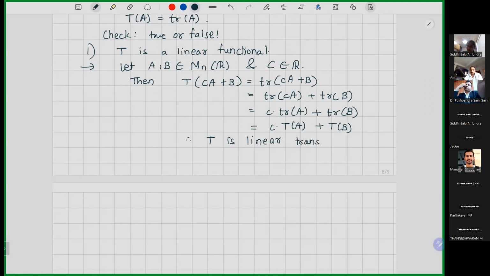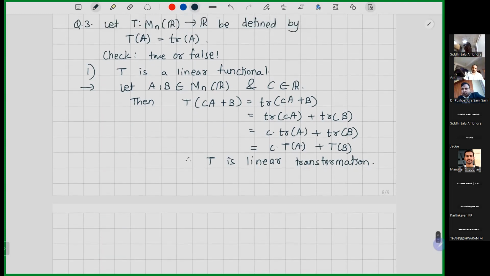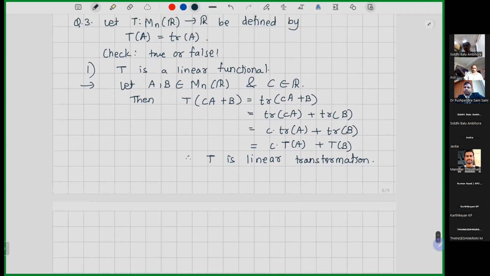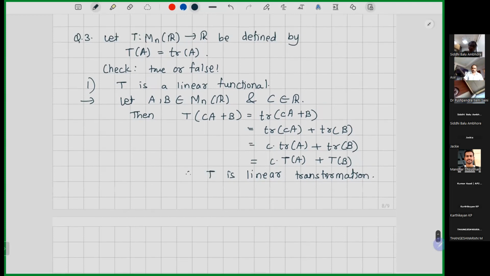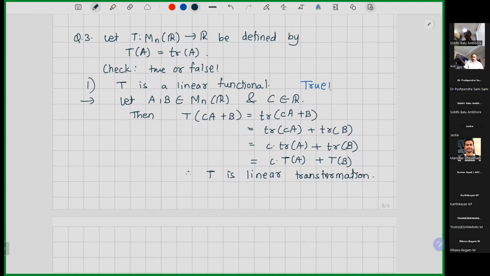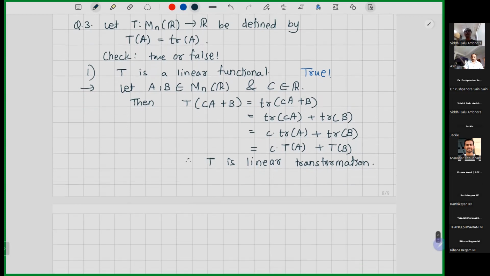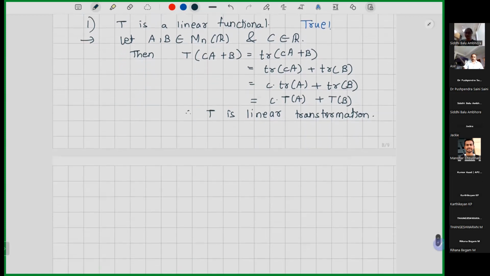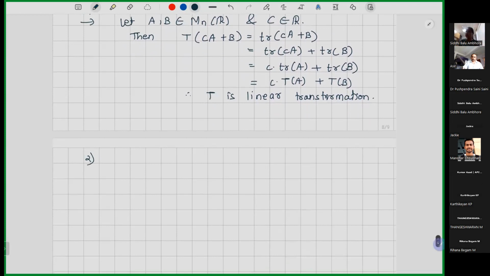Any doubts here? That T is a linear functional. Understand that when I say linear functional, it is just a map from a vector space to R. So this statement is true, that this is a linear functional. Now, any doubts? I don't think so, as we have done this quite a lot in previous lectures.